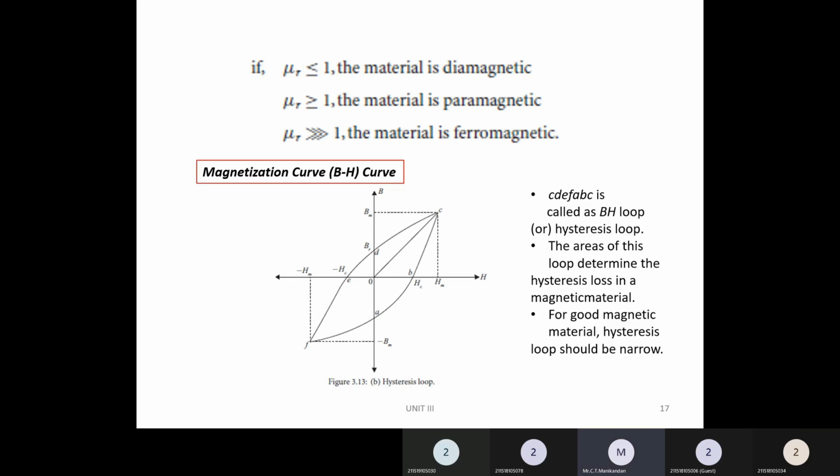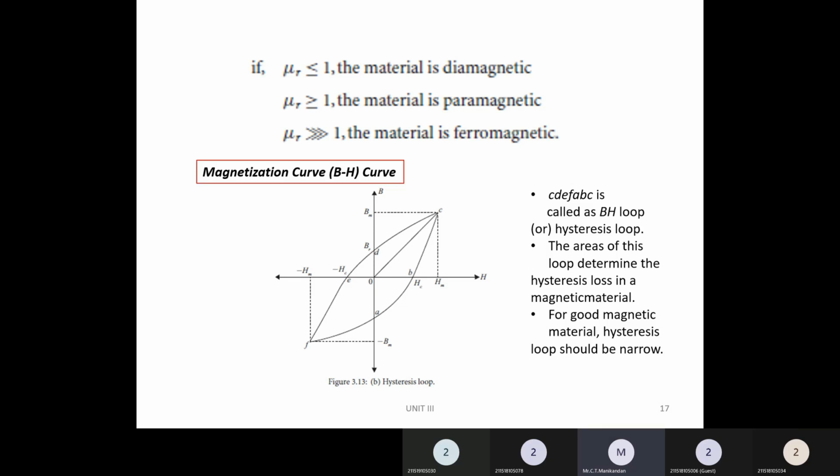Second, if the relative permeability of the material, that is the mu r value, is moderately equal to 1, nearer to 1, we say the material is a paramagnetic material. If the relative permeability is very, very greater than 1, then it corresponds to a ferromagnetic material. So you have three magnetic materials: diamagnetic, paramagnetic, and ferromagnetic.